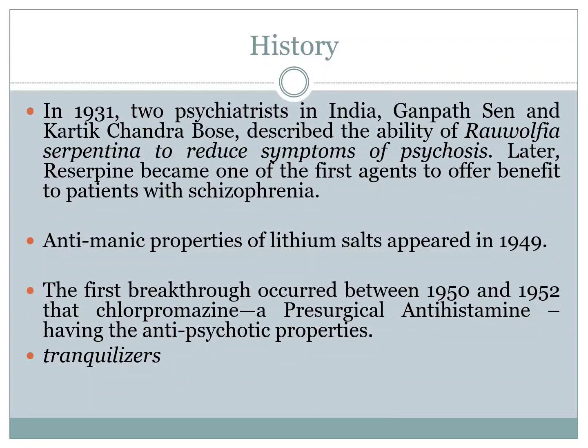In 1949, antimanic properties of lithium salts were discovered, and the first breakthrough occurred in 1950 and 1952 when chlorpromazine, which is an antihistaminic drug, was discovered as an antipsychotic agent. So collectively, all these drugs which were used in psychiatric disorders were called tranquilizers because of their sedating effect.